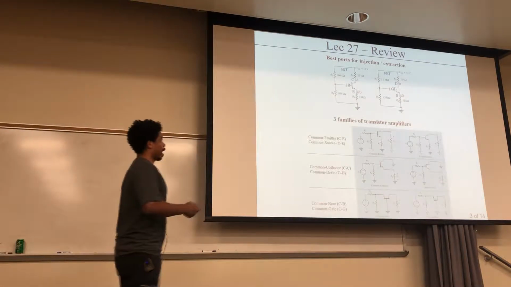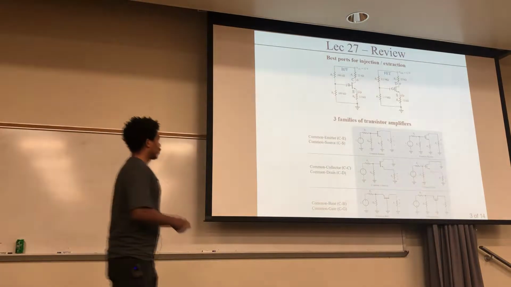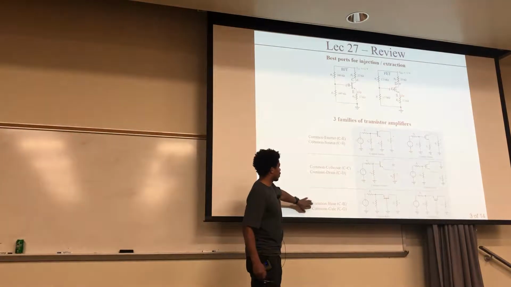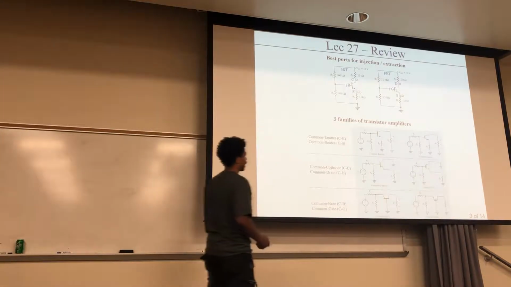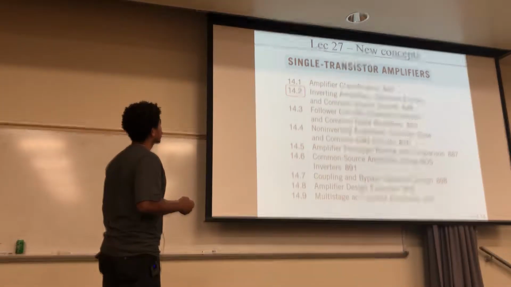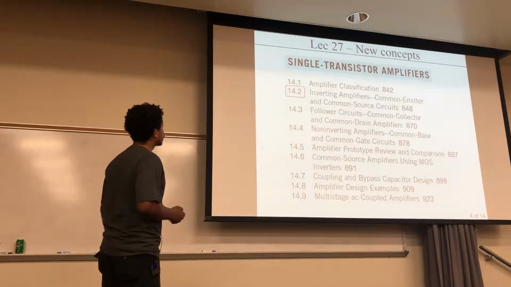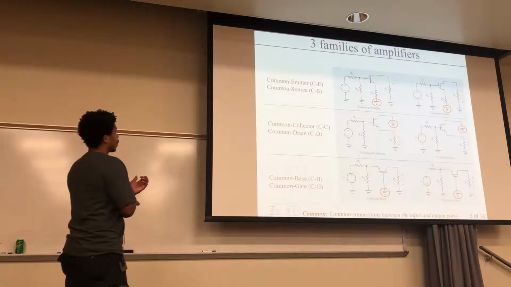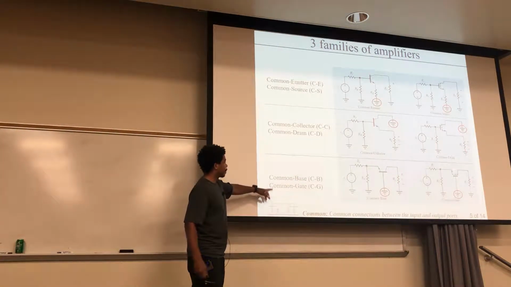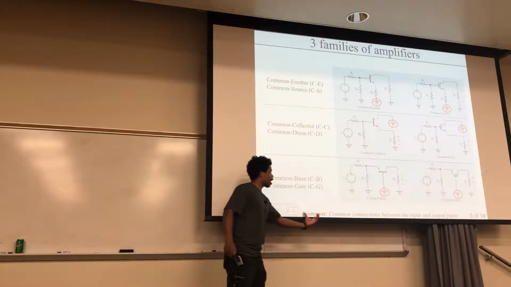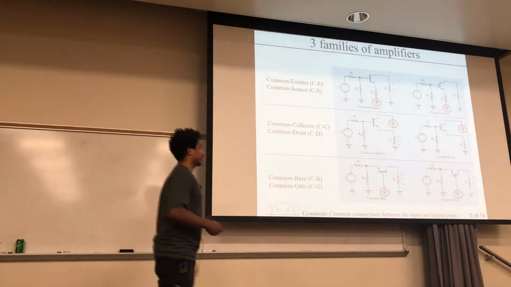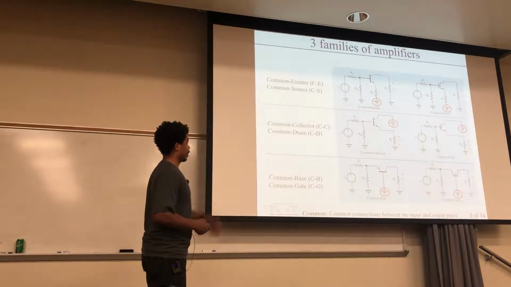We also looked at different families. We looked at these two last time, and for now we'll start here, looking at common base and common gate. So we're going to take care of this section right here of chapter 14. In terms of common, recall when we talk about common, we're talking about the common connections between the input and output ports, and also other things.